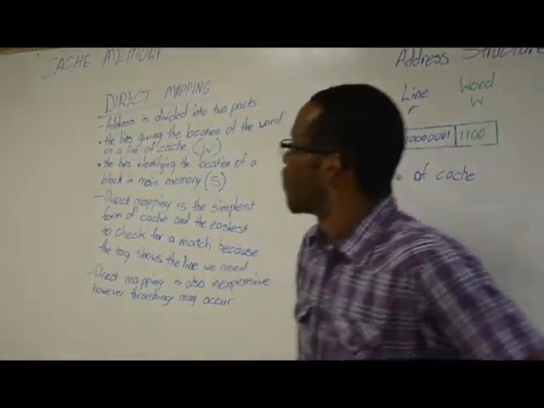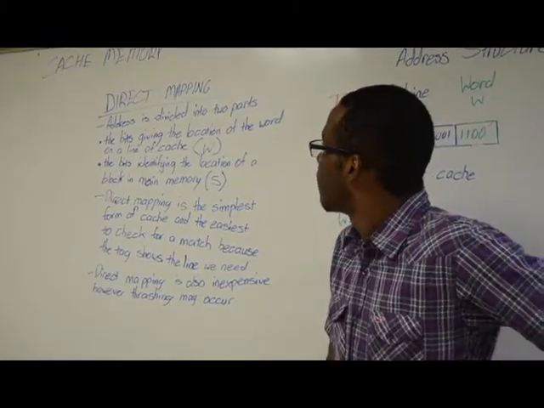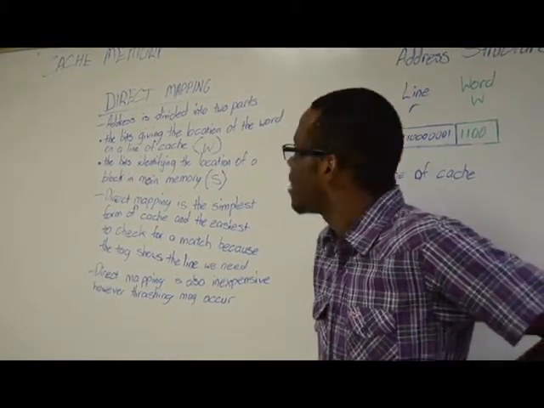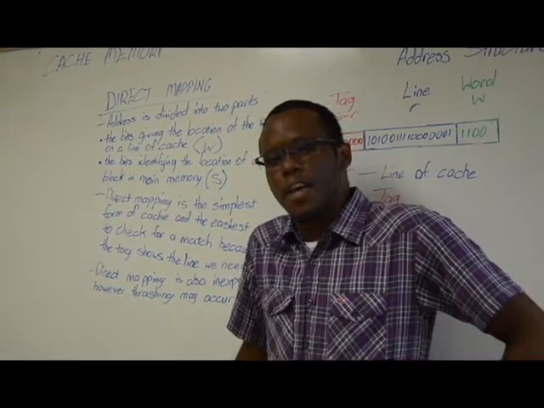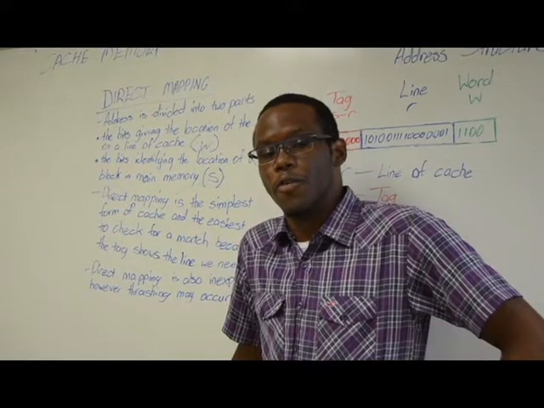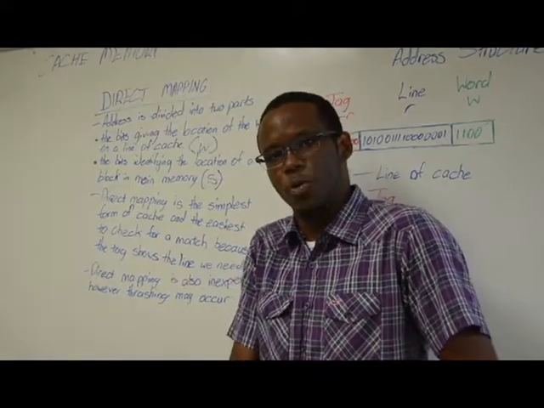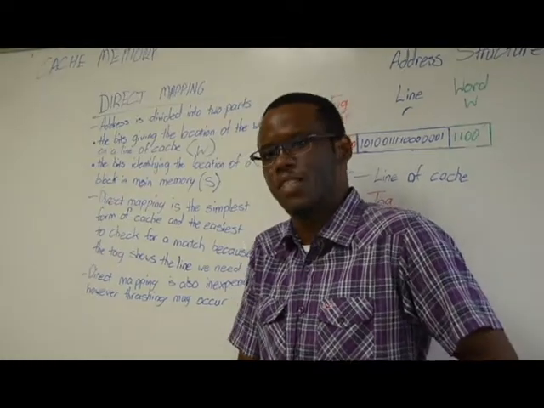Now, direct mapping is divided into two parts: the bits giving the location of the word on a line in cache, and the bits identifying a block in main memory. Sort of like if you want to know where a girl's phone number is, you have to get her area code first, and then you have to get the actual number so that you can send her messages.